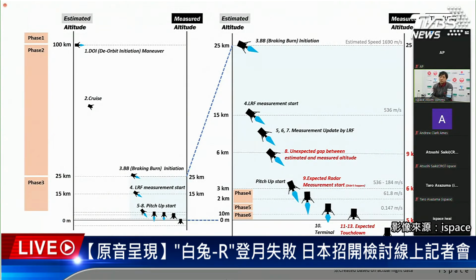Then yes, this is equivalent to the previous table. The important point here is the right-hand side figure at number 8. At that timing, we confirmed a huge gap between estimated altitude and measured altitude. Here, the vertical axis is estimated altitude, and then measured altitude. As you see, at number 8 timing, you can identify the 3 kilometer gap. Then the question is why this gap happened. Please move on to the next slide.